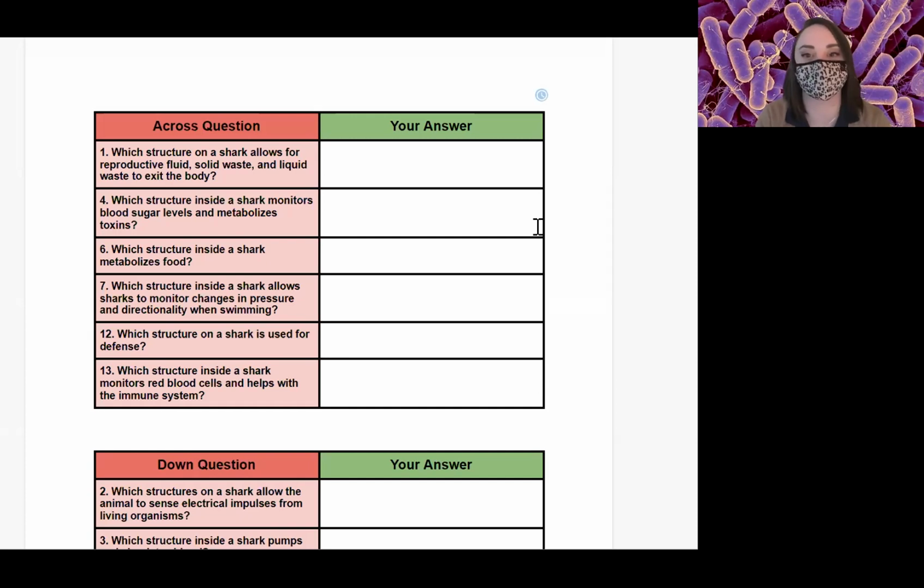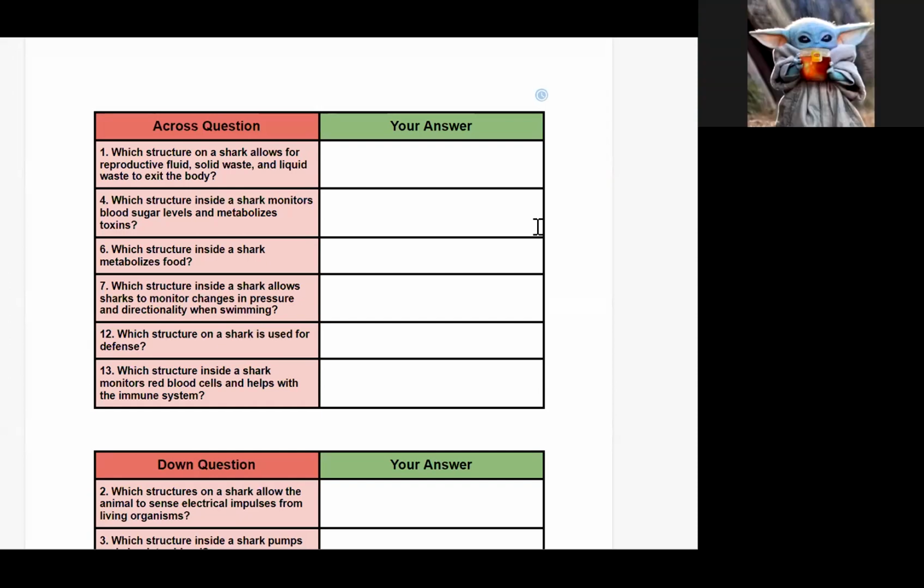Good, Thotto. It's the cloaca, kind of this multi-purpose hole that we see in fish, amphibians, and reptiles. Four across. Which structure inside? Don't forget the chicken. The chicken also has a cloaca. Birds have it as well, right?